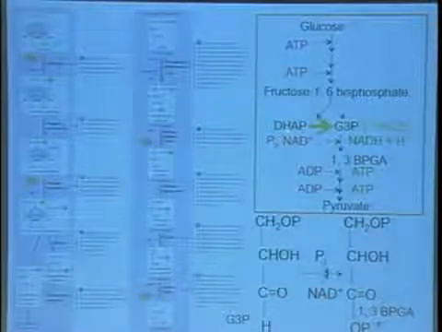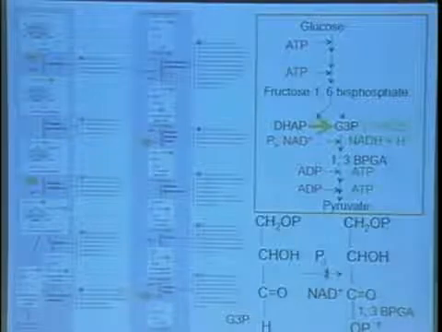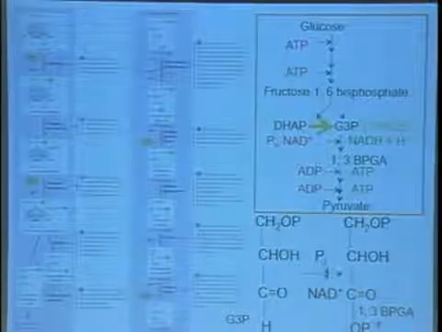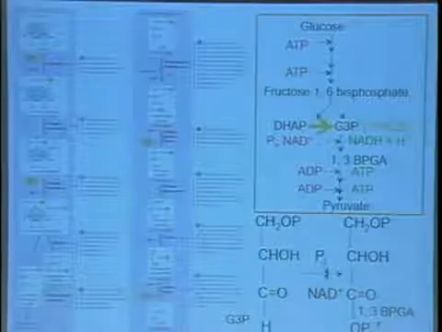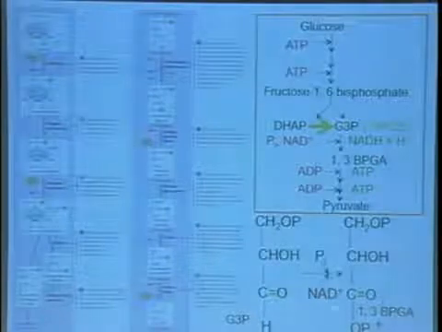But this DHAP gets isomerized to this. So we will go through this cycle twice. I'm only showing it once, but remember it goes through it twice. So everything here will have to be doubled at the end of glycolysis. So we start with glyceraldehyde 3-phosphate. It's an aldehyde. We are going to convert that aldehyde to an acid.